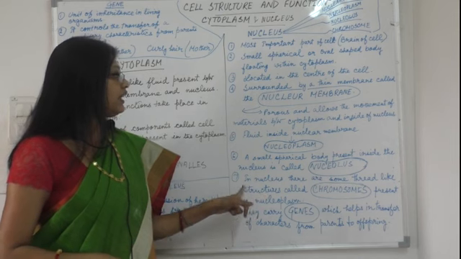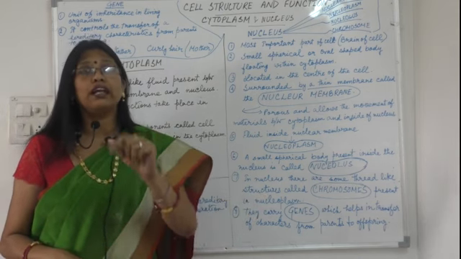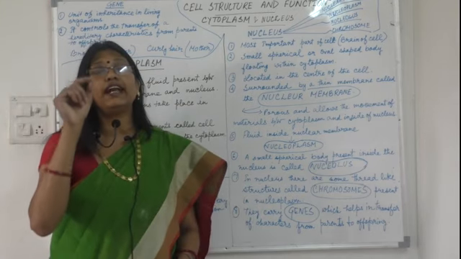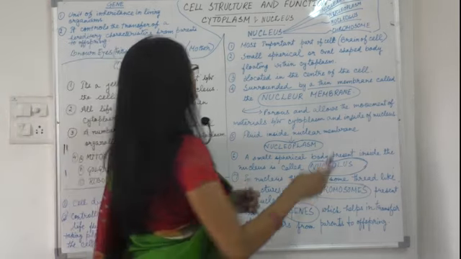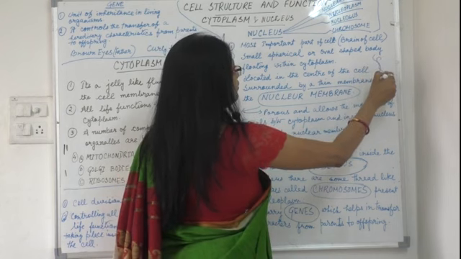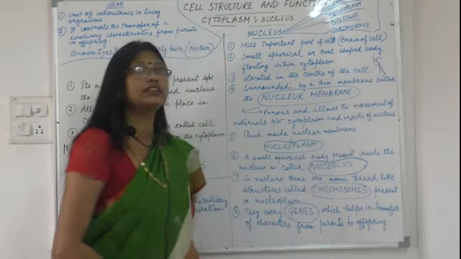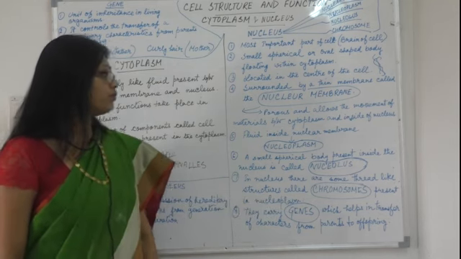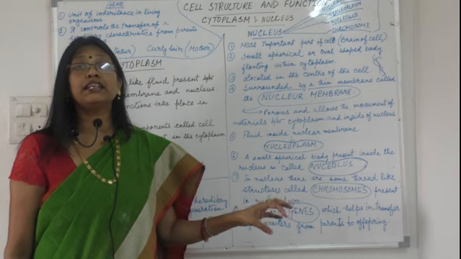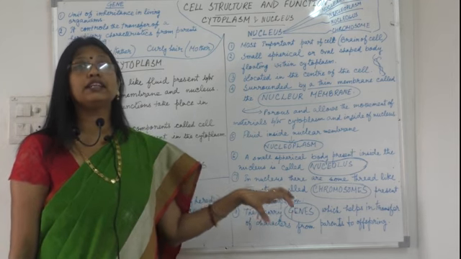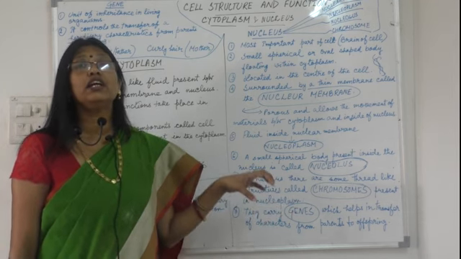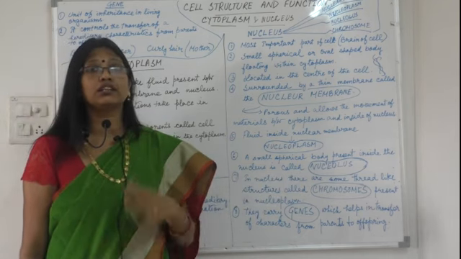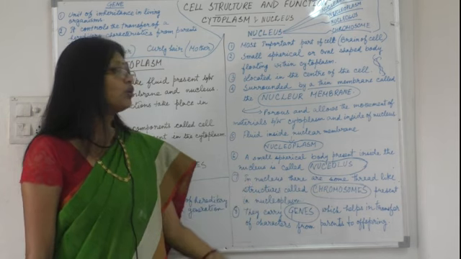Seventh point is about chromosome, the last part of the nucleus. In the nucleus, there are some thread-like structures like this. These structures are called chromosomes. Actually, chromosomes are present in the nucleoplasm. So these are thread-like structures which are called chromosomes.